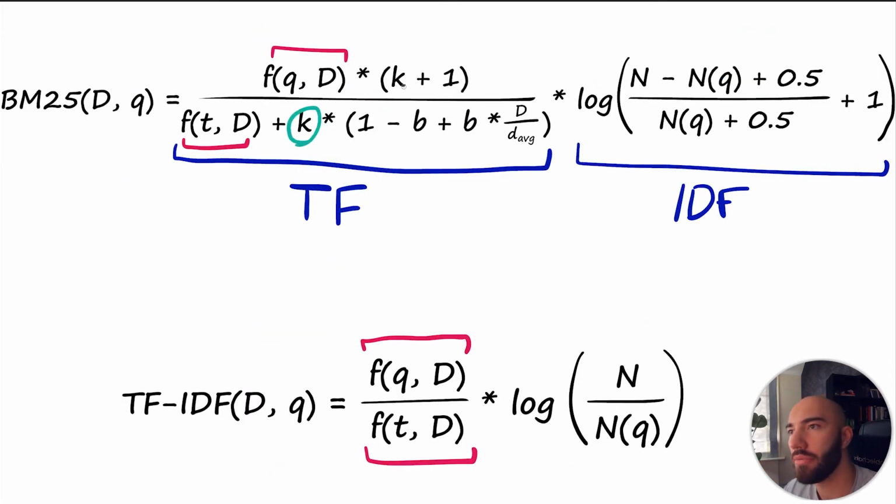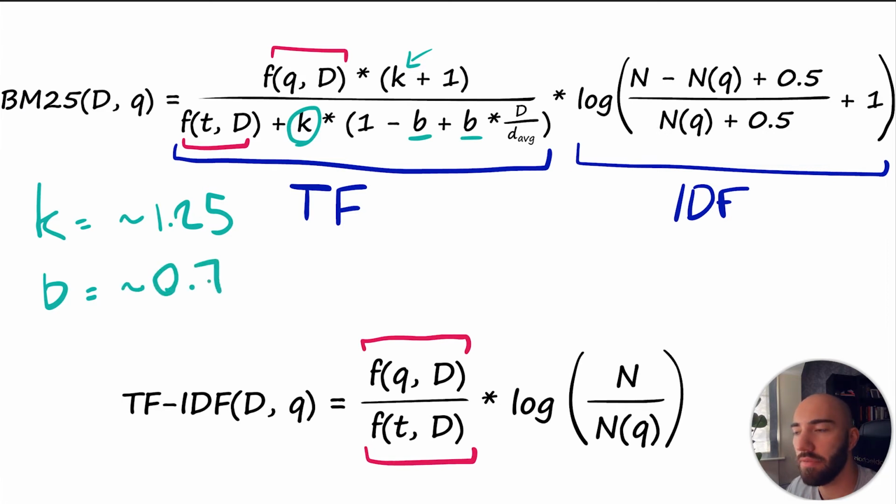So we have K, which you can also see here as well. Now, K and B here are adjustable special parameters. K would typically be around 1.25 by default, and B around 0.75. And we can modify these based on our use case to optimize the algorithm. Now, another new one that we have over here is this D average. This D here is the current document length, so I'll put D len. And then over here, we have the average document length.